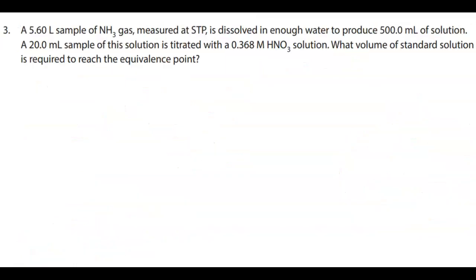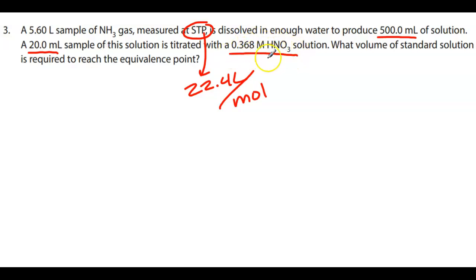Okay, so number 3, again, a little bit of a different twist on things. Here we have a 5.6 liter sample of a gas at STP. Just a reminder, STP means that you're going to have 22.4 liters for every mole of that substance. And it's dissolved in enough water to make a 500 mL solution. A 20 mL sample of this solution is then titrated with this concentration. What volume of the standard solution, remember, the standard solution is what you know the concentration of, is required to reach the equivalence point? Okay, so let's write out our reaction here. And actually, I'm going to pause this so we can get to the next part on this.